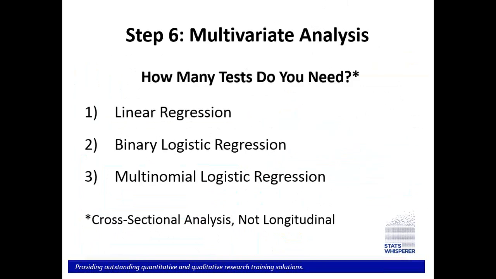Right, so you may recall this from our last lesson. How many tests do you need to perform multivariate analysis, step 6? Essentially 3 when we're doing a cross-sectional analysis, which is an analysis with one measurement point. So 1, linear regression, 2, binary logistic regression, and 3, multinomial logistic regression. And do you recall how to determine which test to use?